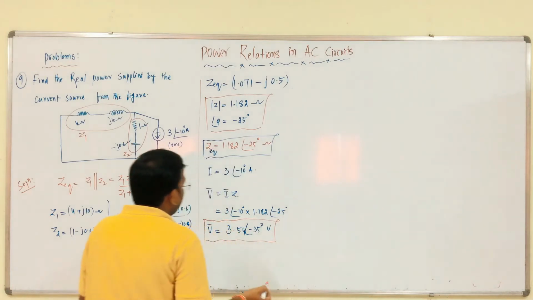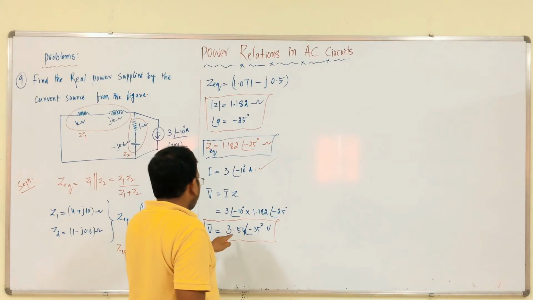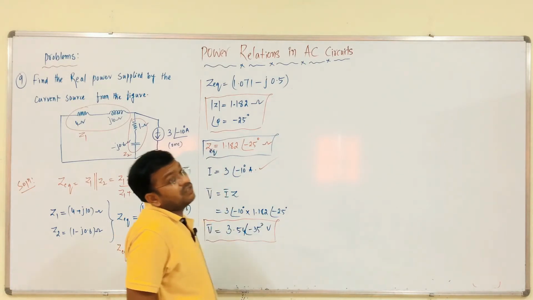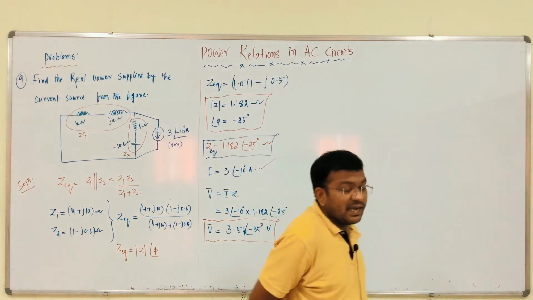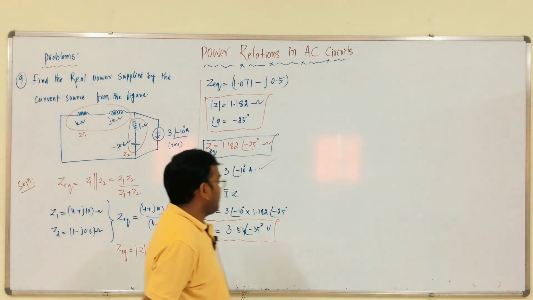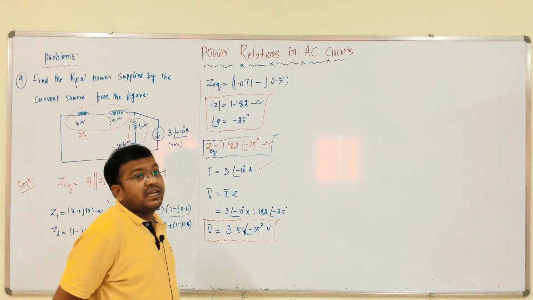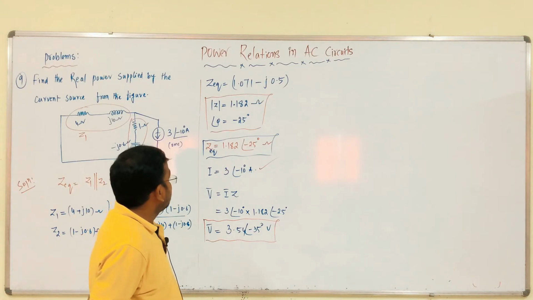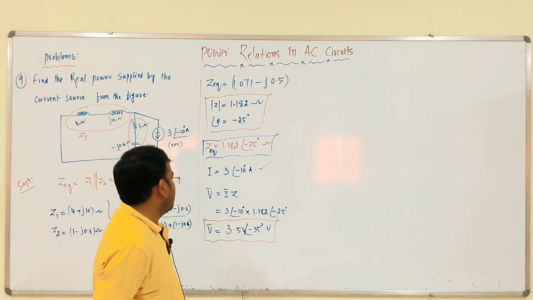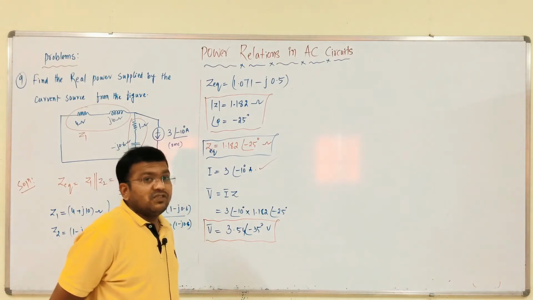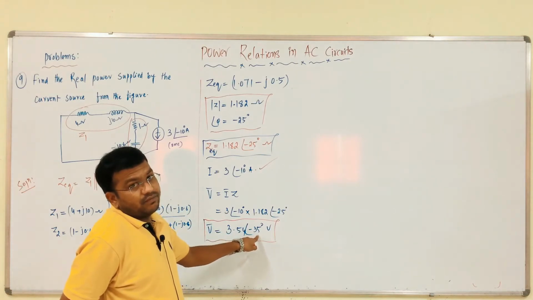Which one is leading? Which one is lagging? See, current is 3 at an angle minus 10, voltage is 3.54 at an angle minus 35. Which one is leading? Which one is lagging? Current leads voltage by 25 degrees. See, 10 plus 25 is nothing but minus 35. Okay.